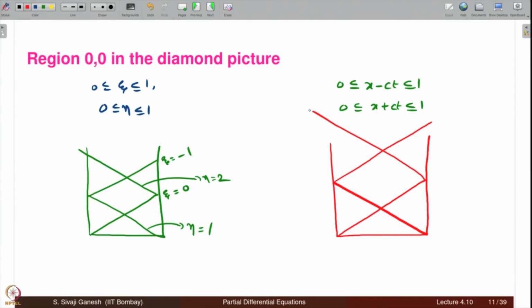This is how the picture goes. This line is x minus Ct equal to 0, this line is x minus Ct equal to minus 1, this line is x plus Ct equal to 1, this is x plus Ct equal to 2, and so on, and this is the region 0 0.